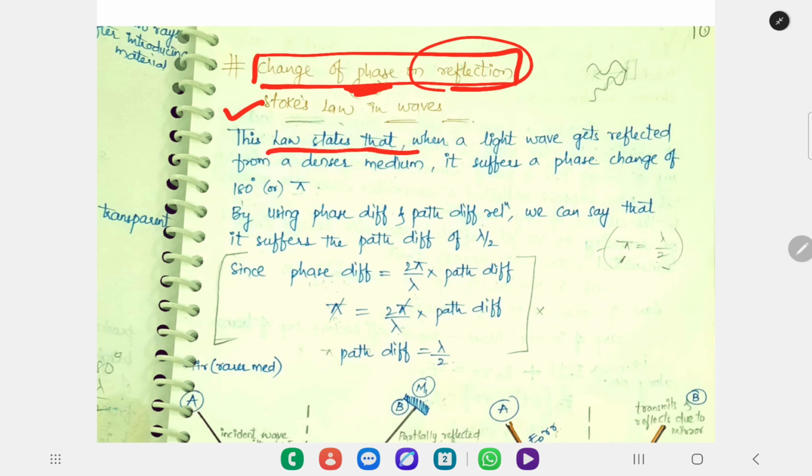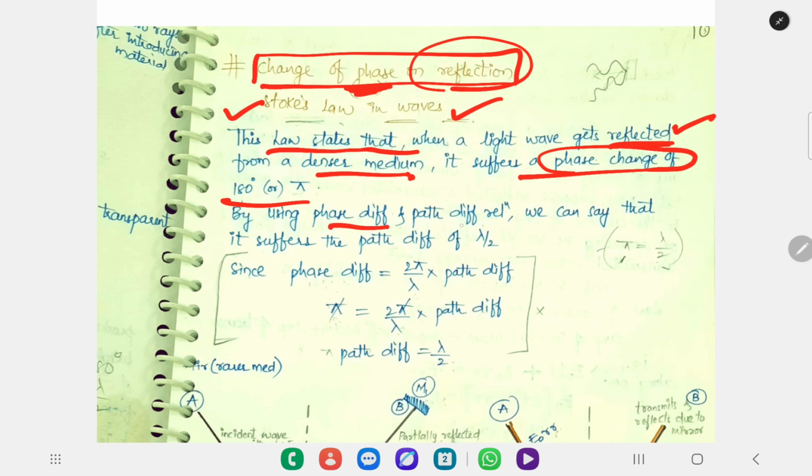So this law states that when a light wave gets reflected from a denser medium, it suffers a phase change of 180 degrees or pi. That is called Stokes law.